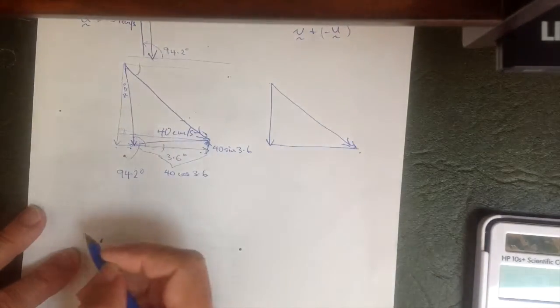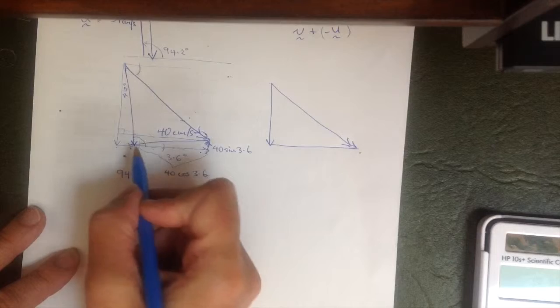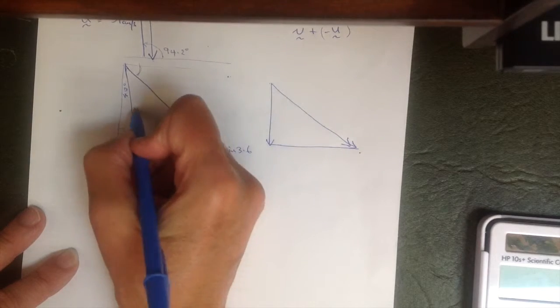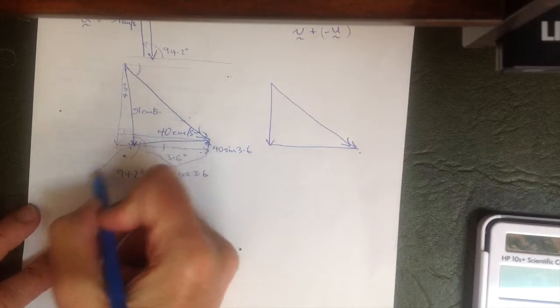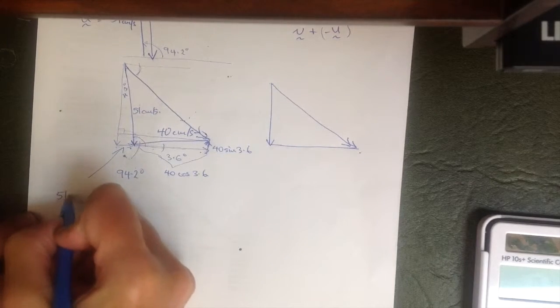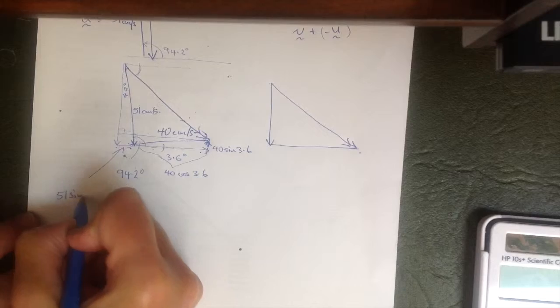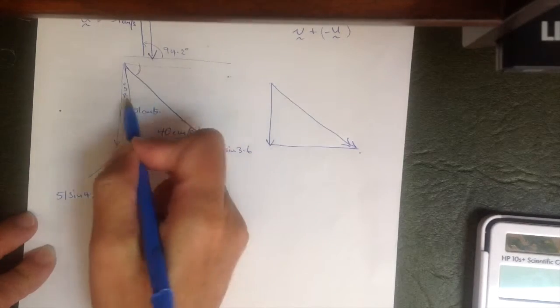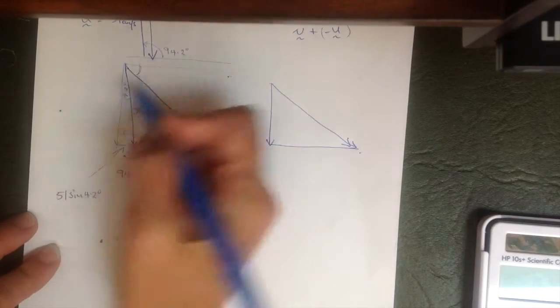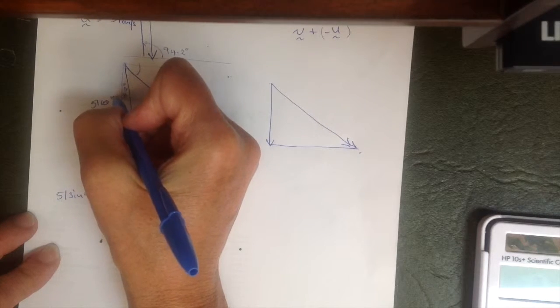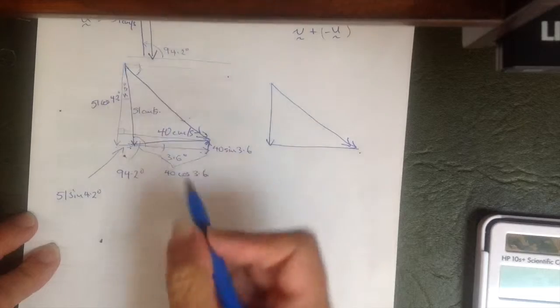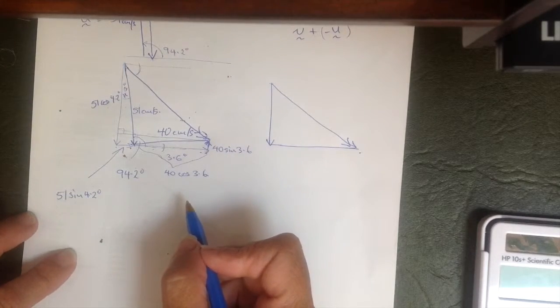So again, I can use some trig. So that means this is going to be, remembering this is 51 centimetres per second, over here, that is going to be 51 sine 4.2, because I'm using this angle here. And this distance here is going to be 51 cos 4.2. So now I've just got to plug all of this information into my calculator.